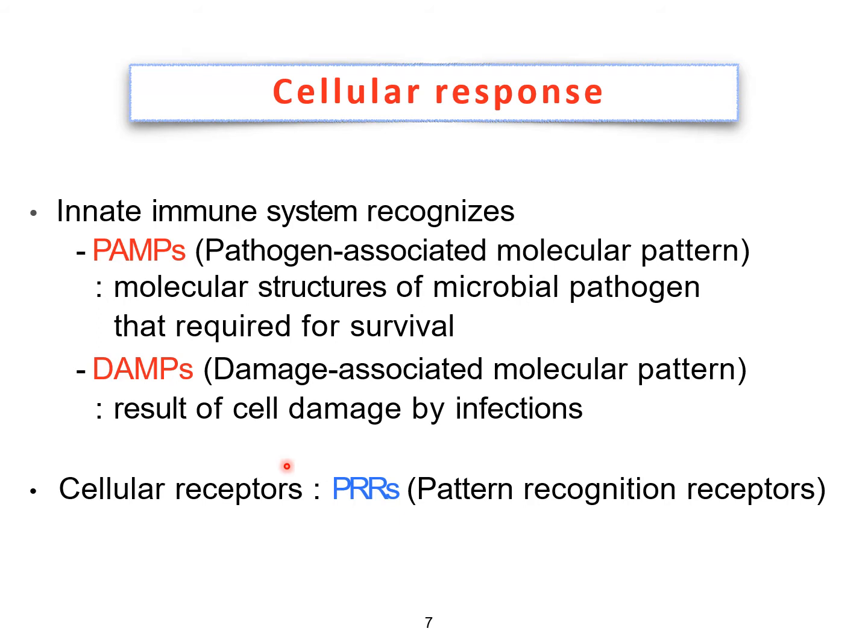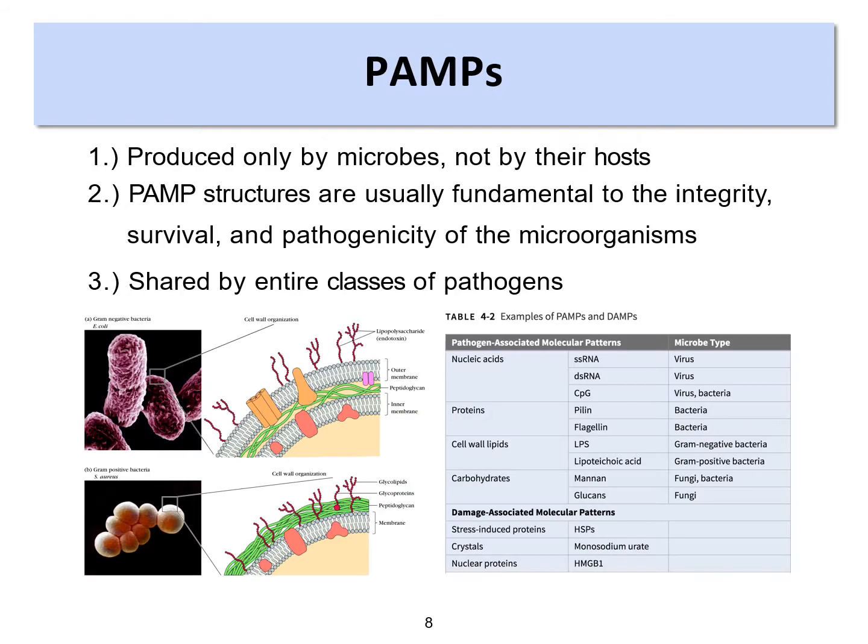And the cell receptors are called pattern recognition receptors. These patterns are recognized by specific receptors on the cells, so that is why they are simply called pattern recognition receptors. What are these? We will see in the coming slides.